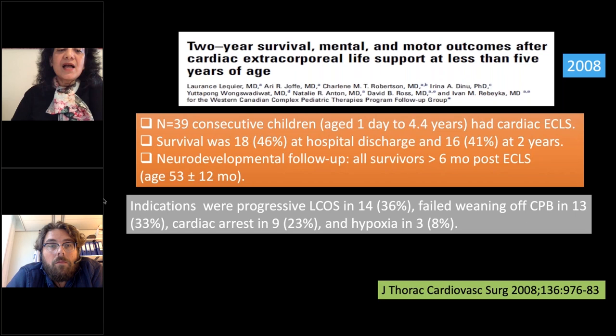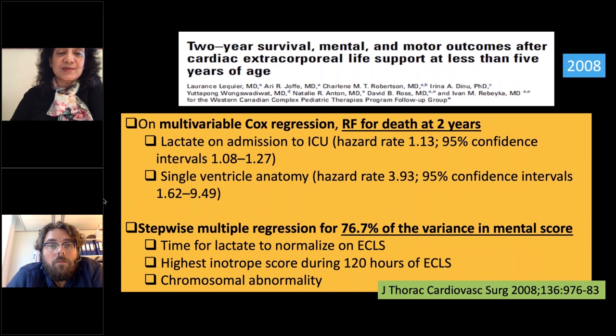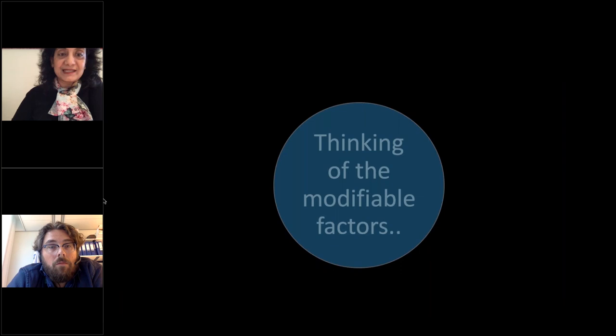All children had neurodevelopmental follow-up, and what was found was that the risk factors for death at 2 years were the lactate on admission to ICU and single ventricle anatomy. Interestingly, the multiple regression model showed that 76% of the variance in mental score was attributed to the time for lactate to normalize on ECLS. The highest inotrope score on ECLS and any chromosomal abnormality were also factors.